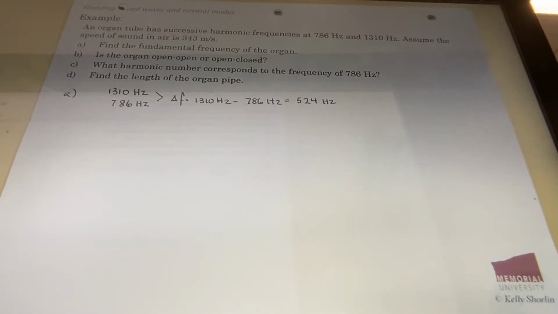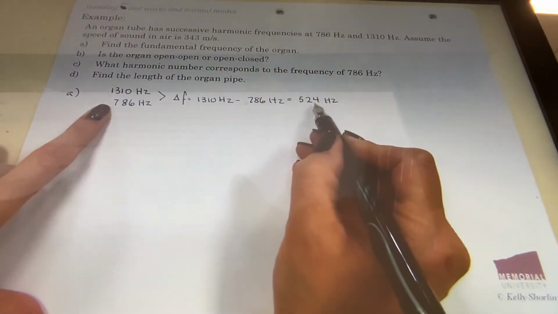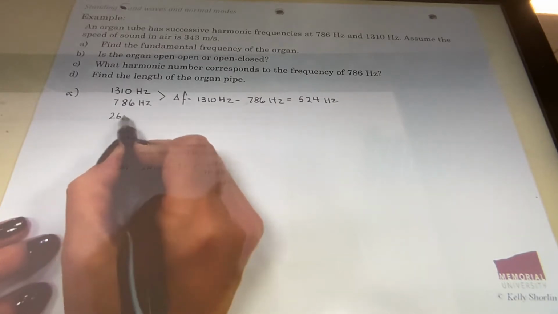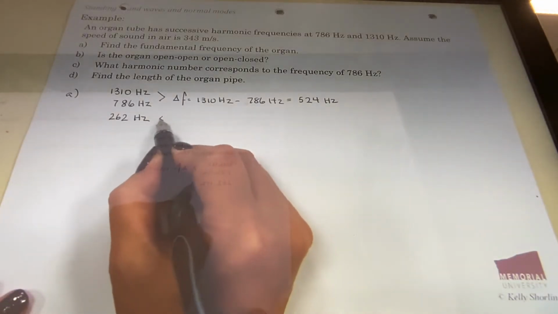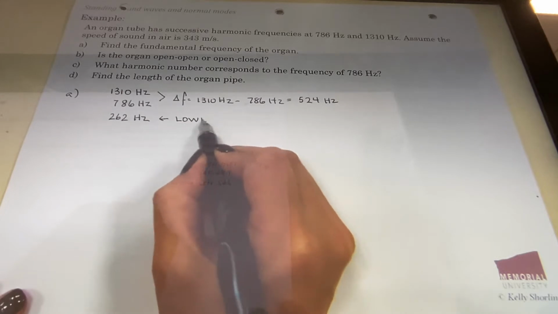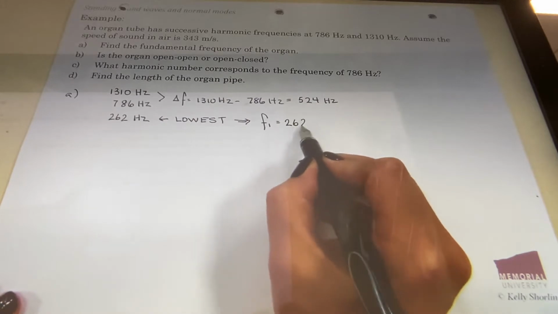At this point, you probably have a couple of options for finding the fundamental. The way I like to do it is let's just count down. So the next lower frequency after 786 would be 786 minus 524, 262 hertz. And so that would be our next lower frequency. If I subtracted 524 again, I would get negative 262. Is that a sensible answer? No, that doesn't make any sense. Frequency is not negative. Therefore, this is the lowest frequency. That tells us that our fundamental frequency, f1, is 262 hertz.